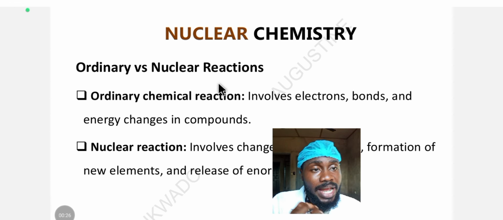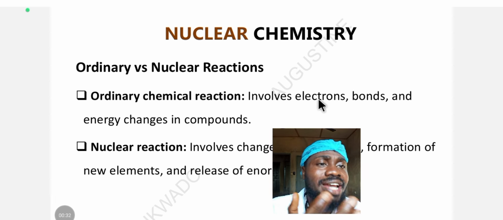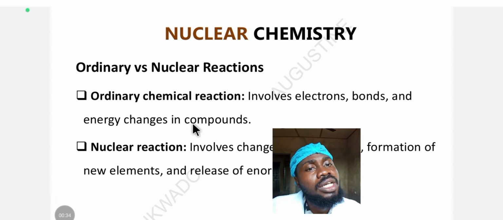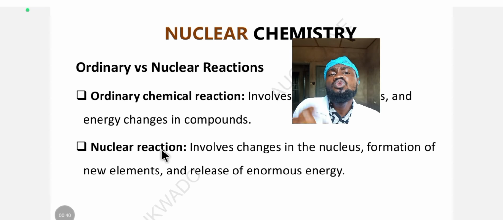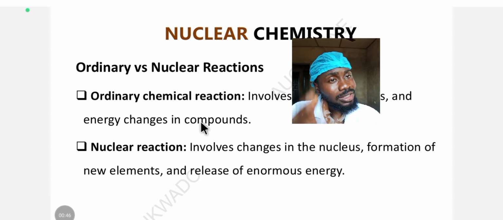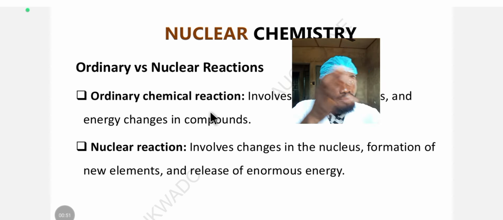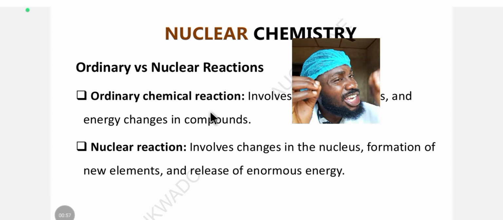We have ordinary reactions and nuclear reactions, okay? Ordinary chemical reaction involves electrons, bonds, and energy change in compounds. But nuclear reaction involves changes in the nucleus. Ordinary chemical reaction is only at the electronic level: you transfer electrons, you receive electrons, redox processes, bonding, and so on. Energy changes. It does not involve the nucleus.